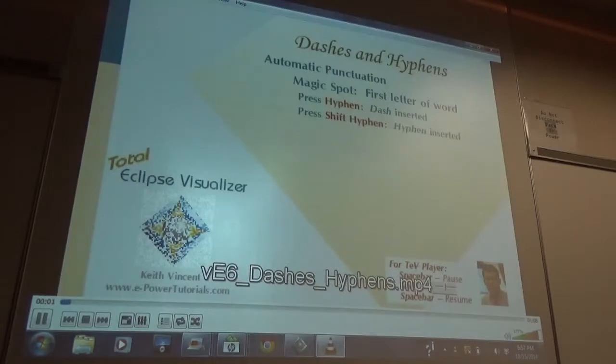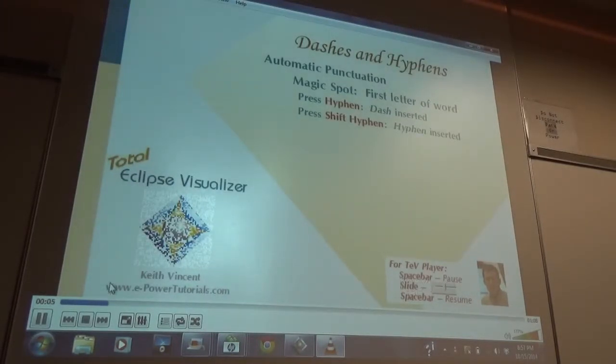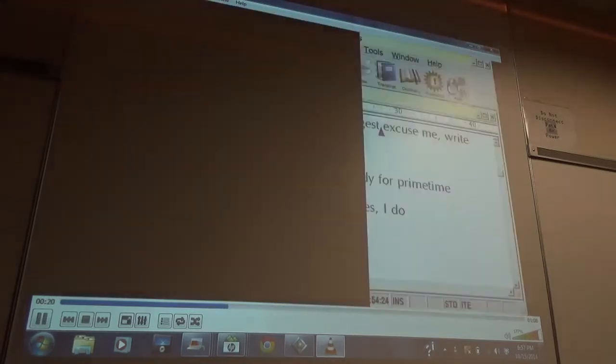The first letter of a word is a magic spot where Eclipse anticipates your needs, like the need to throw in a dash. So when you need a fast dash, just press the hyphen key. And on the less frequent occasions when you do need a hyphen, just press the shift and hyphen keys together.